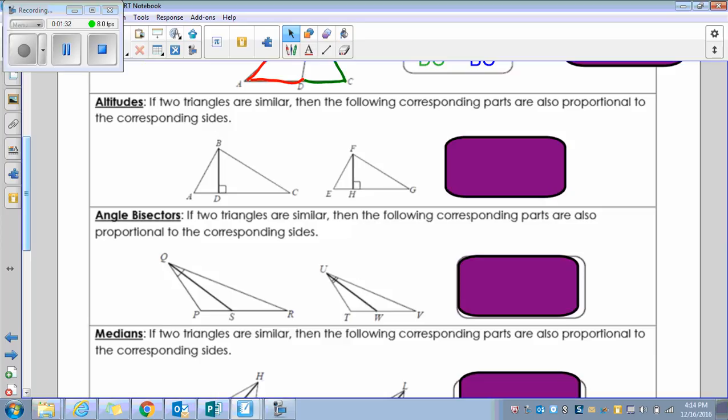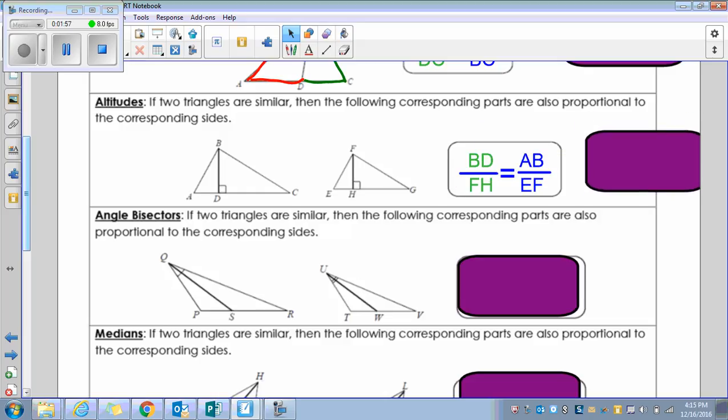So if two triangles are similar, then the following corresponding parts are also proportional to the corresponding sides. So when I have an altitude, remember that means that it's connecting a vertex to the opposite side, but it's doing so at a right angle, or it forms a perpendicular. So what we know from this is that the corresponding parts are also proportional to the corresponding sides.